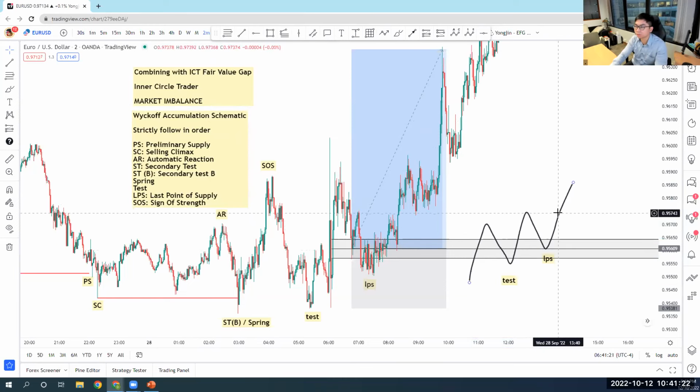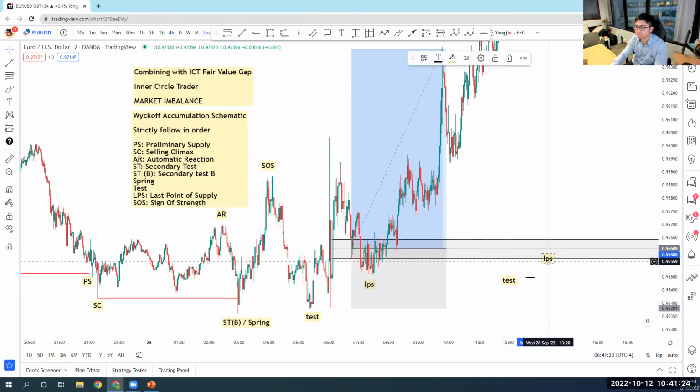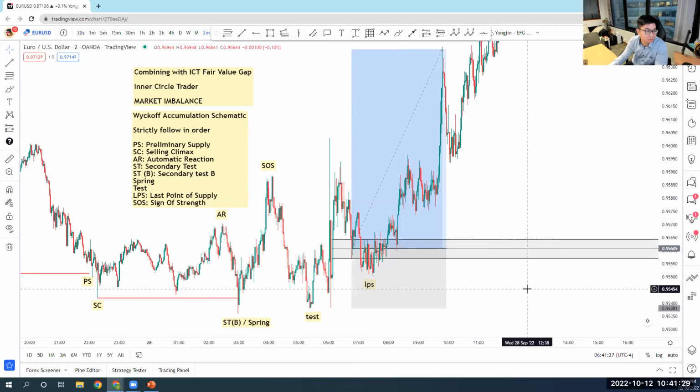Okay, let me clear this out. Let me know, do you guys think it's very, very technical? Is it hard to follow? Is it hard to draw?